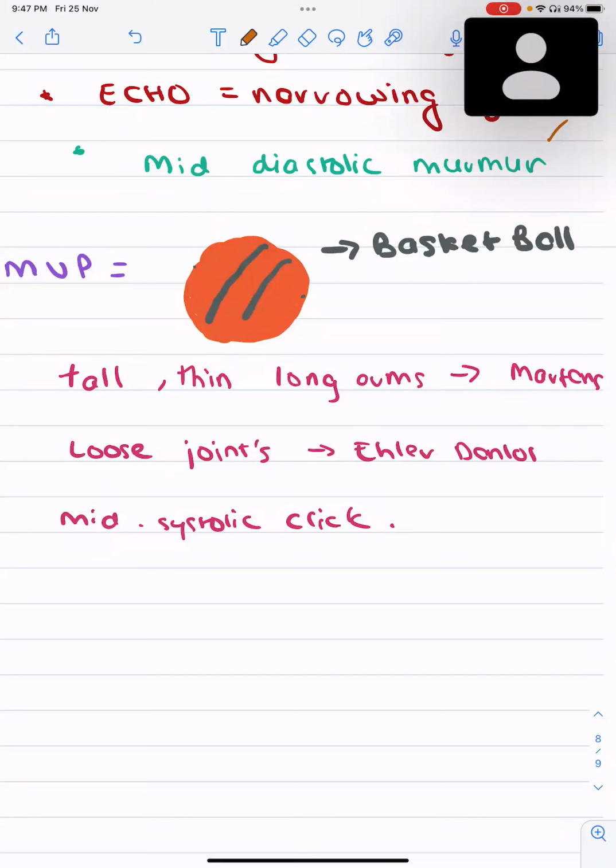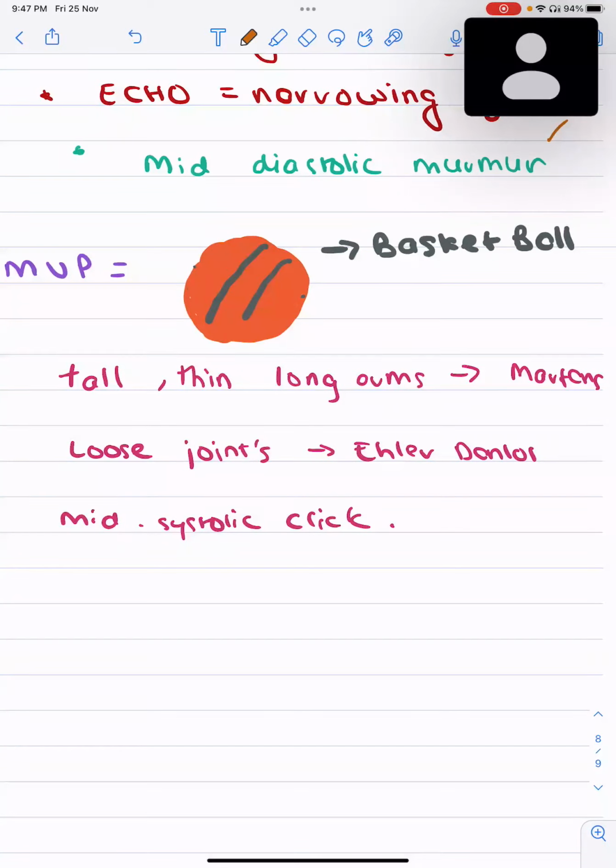Okay. So basically, how you're going to remember this is you're going to remember that a person is shooting from the middle of the court with a great suspense. If you want to remember the mnemonic, he's shooting from the middle of the court with great suspense and finishing, the ball entering the net with a click. So mid-systolic click. You can remember it this way.